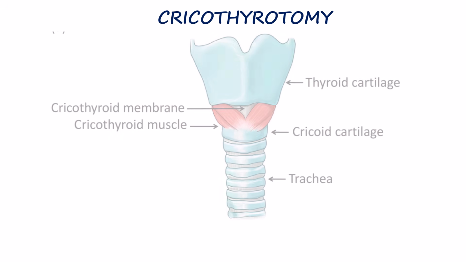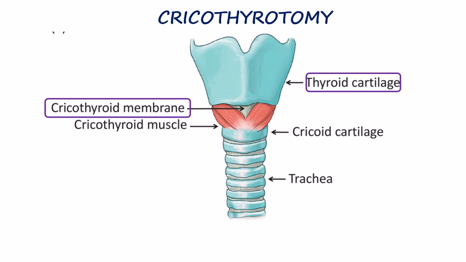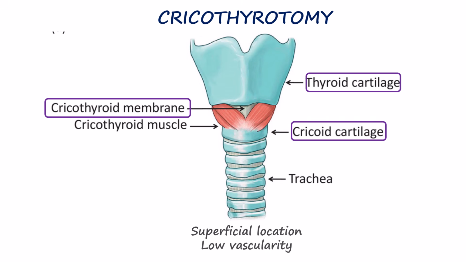Cricothyrotomy, also called front of neck access, is a surgical procedure in which an opening is made through the cricothyroid membrane to gain direct access to the trachea. The cricothyroid membrane is a thin structure located between the thyroid cartilage above and the cricoid cartilage below. Its superficial position and relatively low vascularity minimize the risk of damage to vital structures and make it the ideal site for emergency front of neck access.